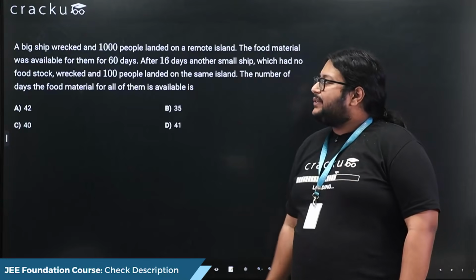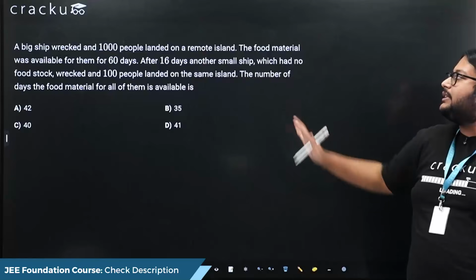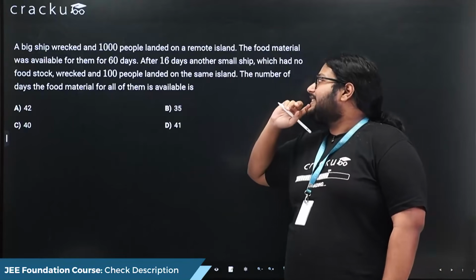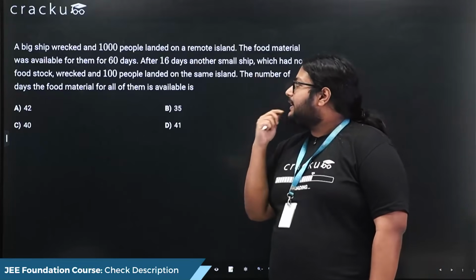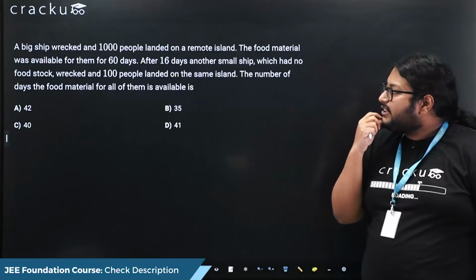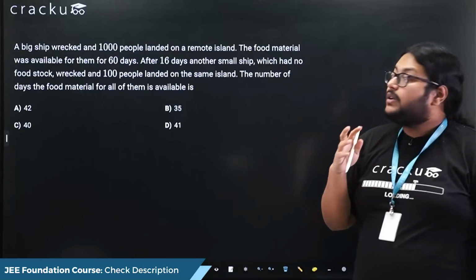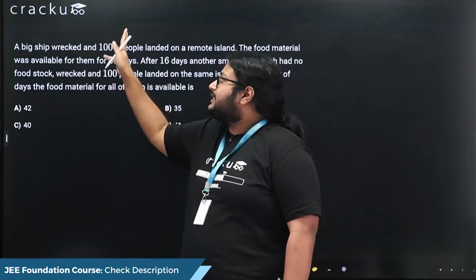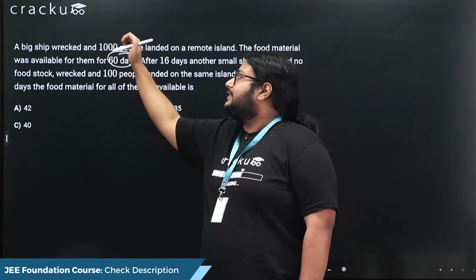In this question, we are told a big ship wrecked and 1,000 people landed on a remote island. Food and materials are available for them for 60 days. After 16 days, another small ship which had no food stock wrecked and 100 people landed on the same island. The number of days the food materials are available for all of them is? Okay, so essentially there was a big ship which had 1,000 people, and they had food for 60 days.